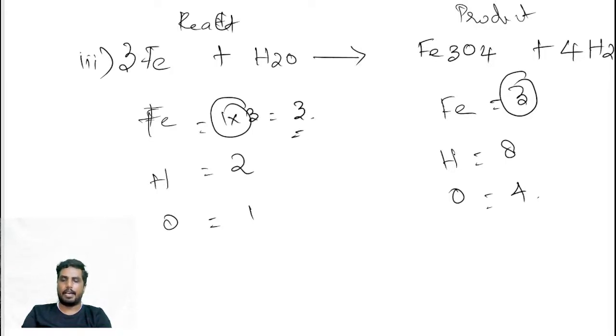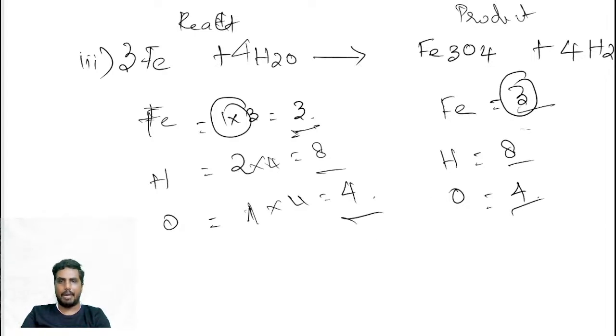So it is done. Again in H, in reactant side it is 2, in product side it is 8. So what I will do, into 4, which is 8. So I will be replacing it with 4. Right? And if I'm replacing 4 here, oxygen will also become 1 into 4 equal to 4. Now everything is balanced, right? So iron is balanced and hydrogen is also balanced. Oxygen is also balanced. So now this is the balanced equation.